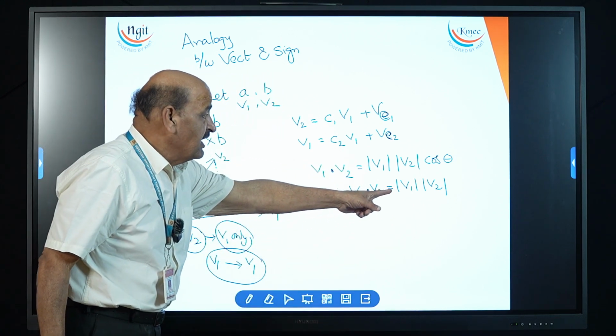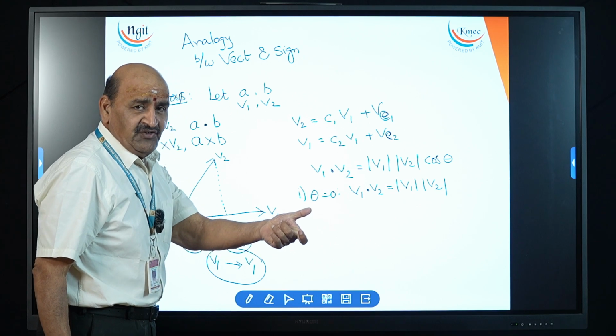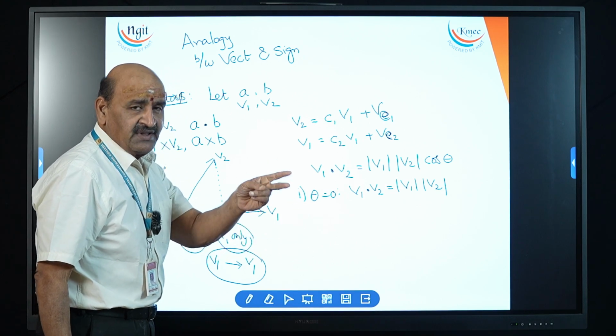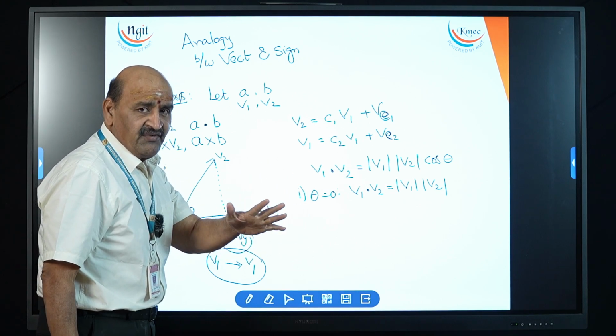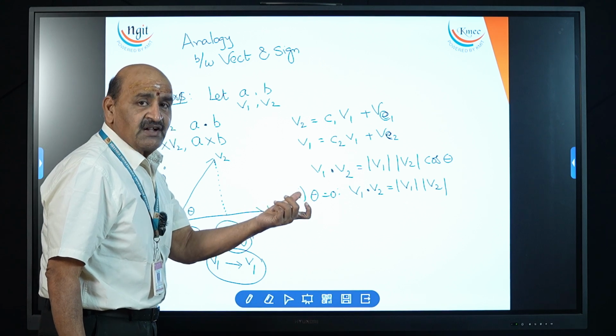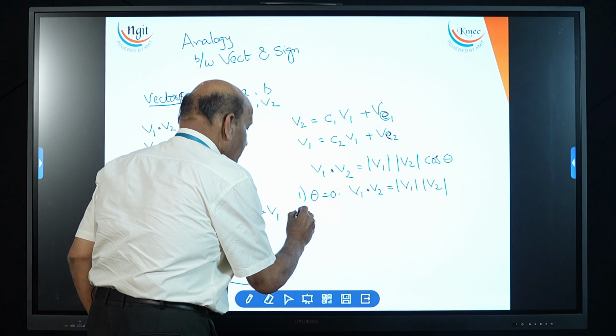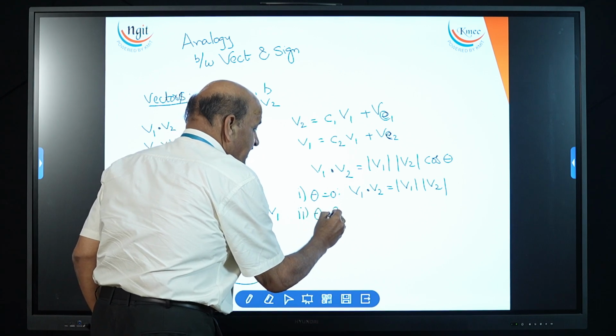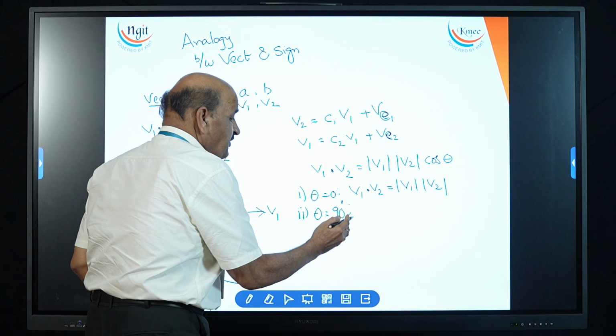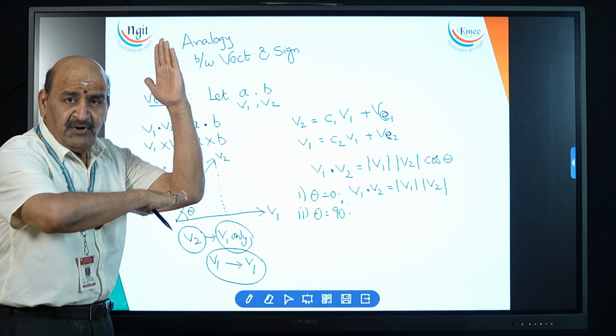Here this is a scalar quantity. Scalar quantity means what? Numeric value. For example, 3, 5, 72, 135, all these are numeric values. These are called scalars. Now, for example, here theta is equal to 90 degrees. 90 degrees means what? These two are perpendicular to each other.